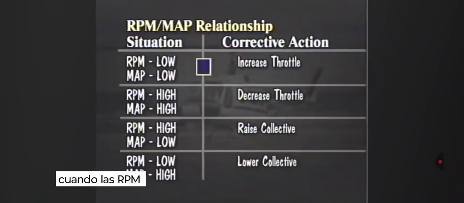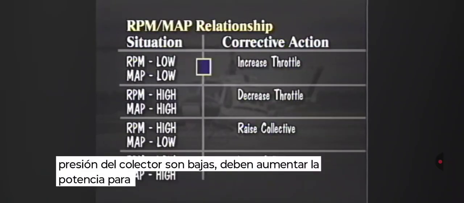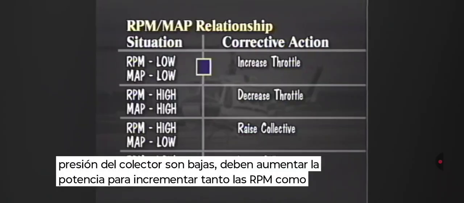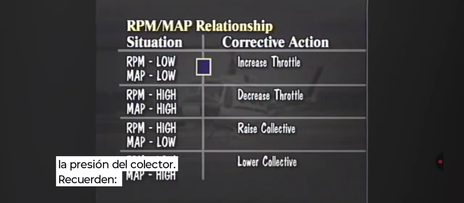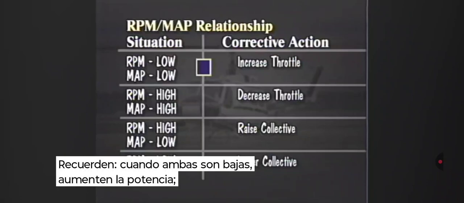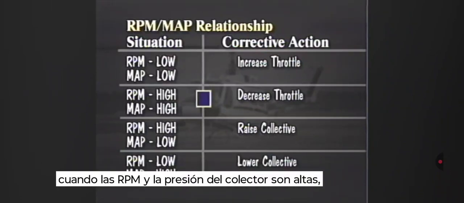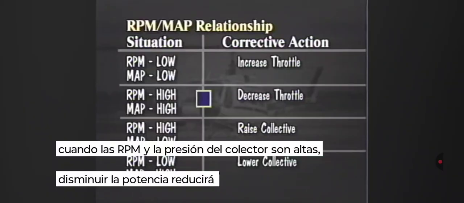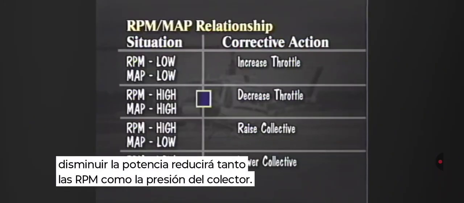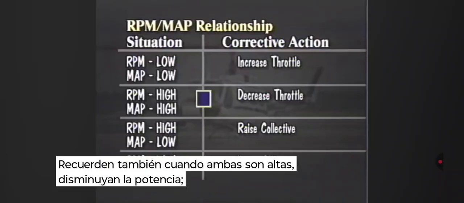When the RPM is low and the manifold pressure is low, you must increase the throttle to increase both the RPM and the manifold pressure. Just remember, when they're both low, increase throttle. When the RPM is high and the manifold pressure is high, decreasing the throttle will reduce both the RPM and the manifold pressure. Remember, when they're both high, decrease throttle.